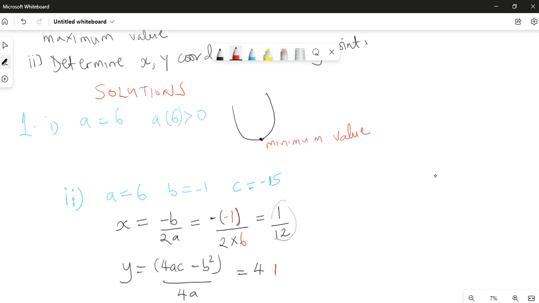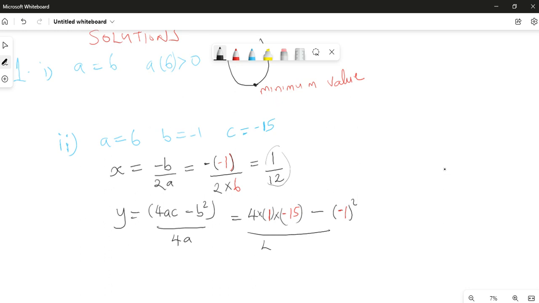So we're going to say this would be 4 times 1 times negative 15, minus our b squared, negative 1 squared, divided by 4 times 6.